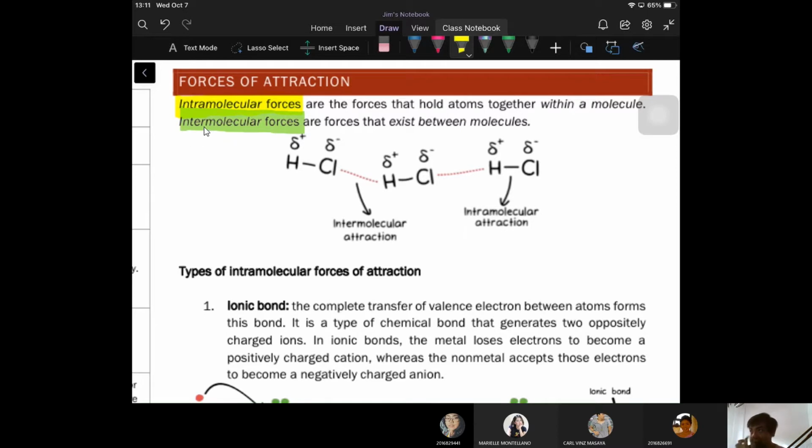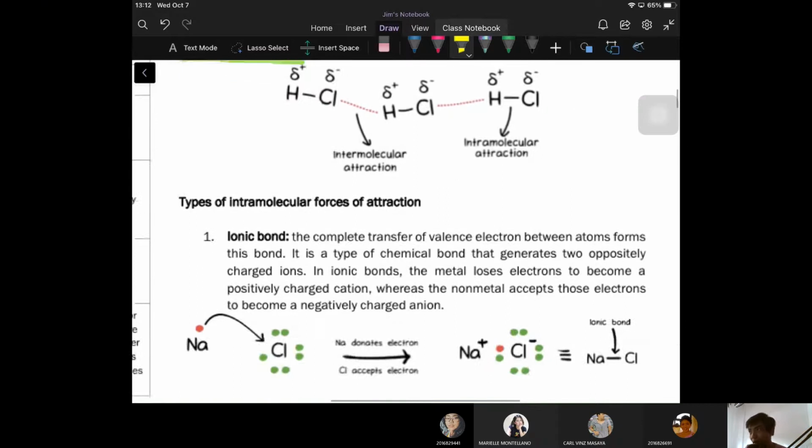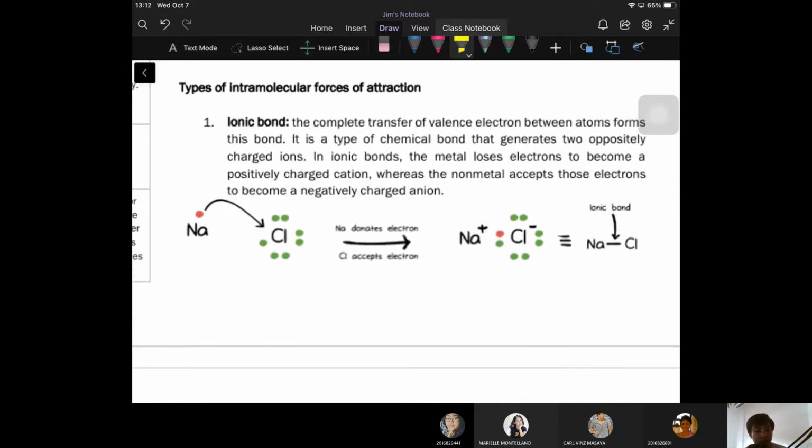O yung inter naman, bago tayo dumiretso doon. Inter, ano meaning ng inter? Internet, no? Kapag internet, that is a connection of different networks. Intermolecular, connection ng different molecules. For example, this molecule and that molecule and this other molecule, may attraction sila. So we call that the intermolecular forces of attraction. So anyway, let's go muna sa intramolecular force. The forces that hold the atoms in a molecule.